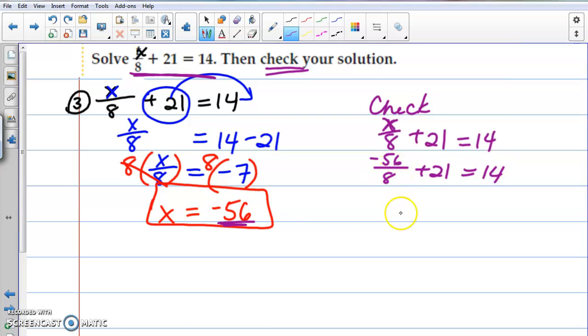Negative 56 divided by 8 is negative 7, plus 21 equals 14. And the last little bit, negative 7 plus 21 is 14, so 14 does equal 14, so we're good. Our answer checks.